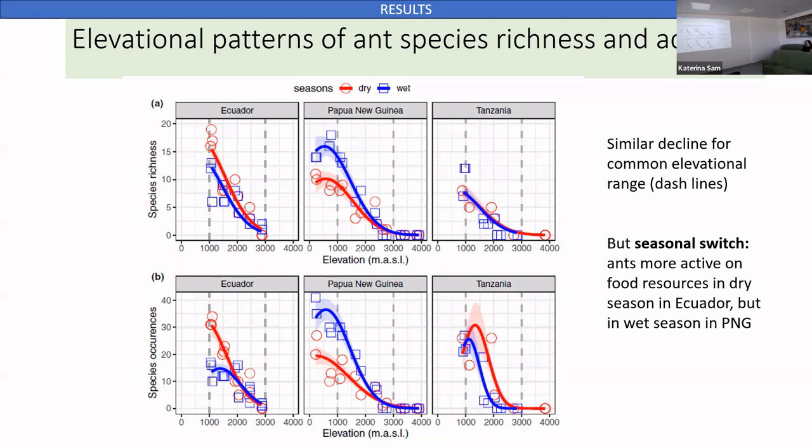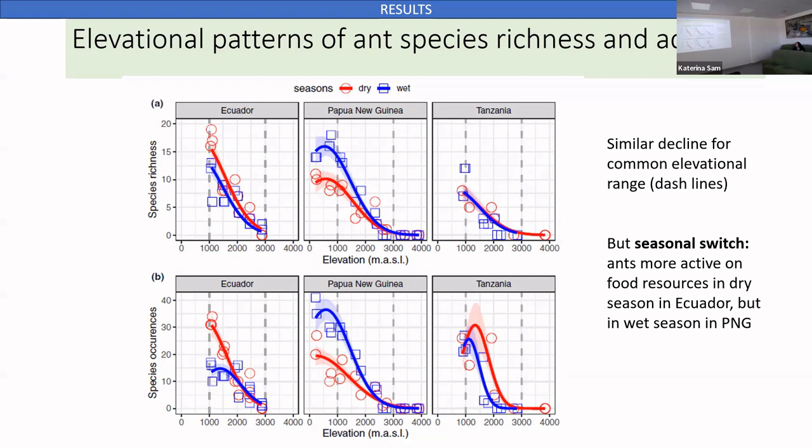And there are basically two most interesting things. One is that, especially for species richness, the speed at which species richness relatively decreases for this dashed line band is almost equal for all three mountains. So it's quite comparable. But what is different is the seasonal effect. We were surprised to see that there is not so much seasonal effect in Tanzania. Quite a lot of seasonal effects in Ecuador, where you have more ants, especially in lowlands in dry season. But in PNG, it's actually opposite, which we didn't expect. So we got quite strong interactional effect between season and elevation.